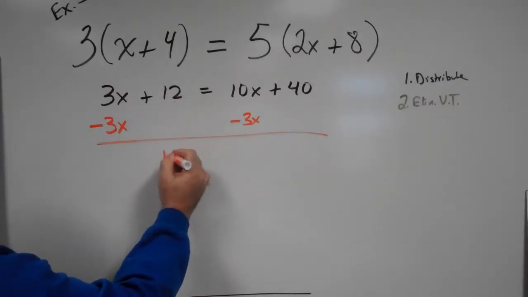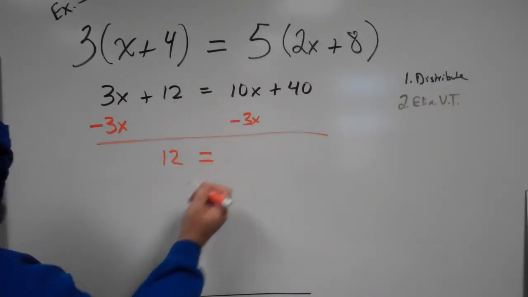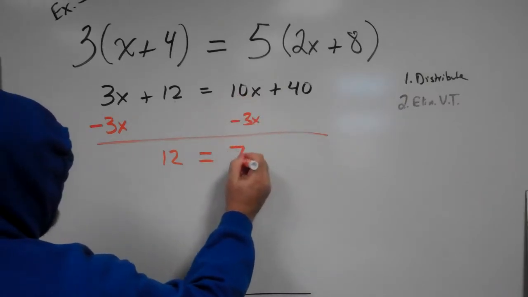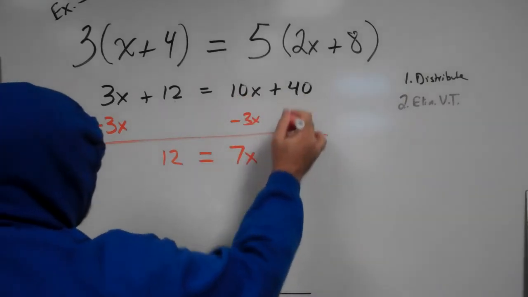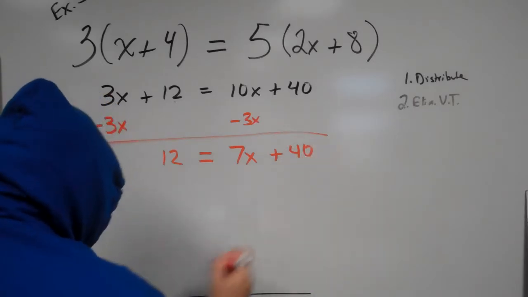Okay, my 12 is just going to fall down here. My equal sign is going to fall down here. 10 minus 3 is 7, leaving a 7x. And my plus 40 just tags along.